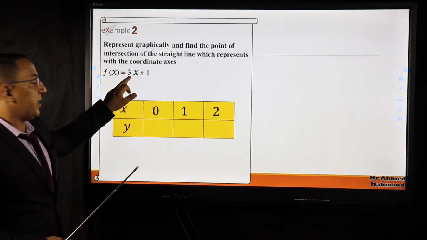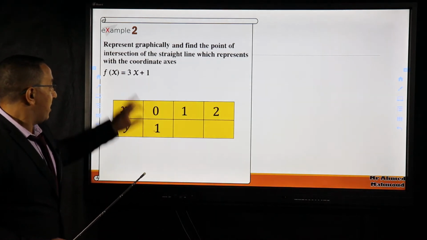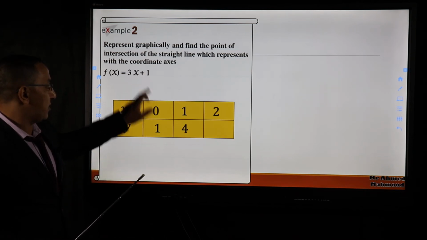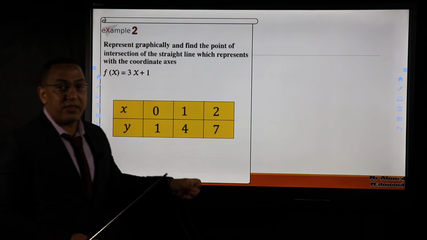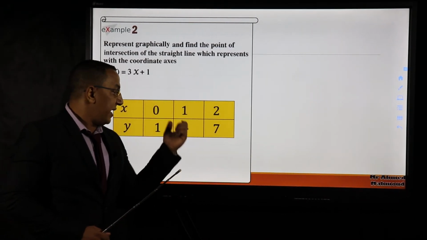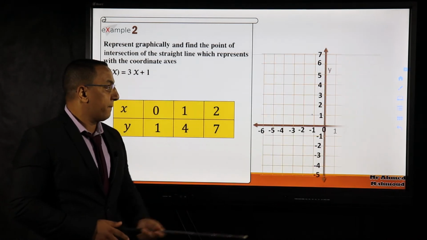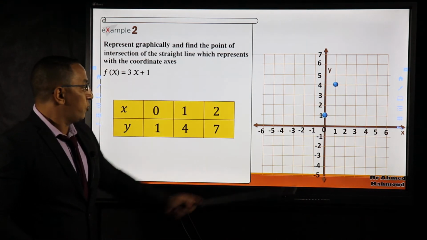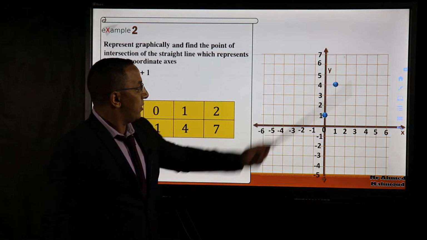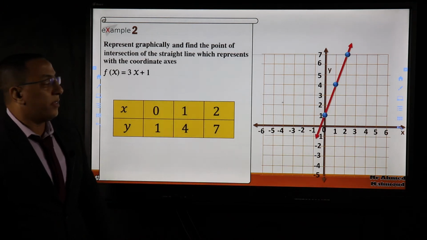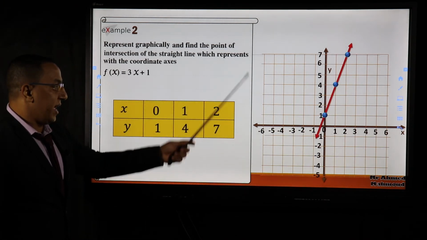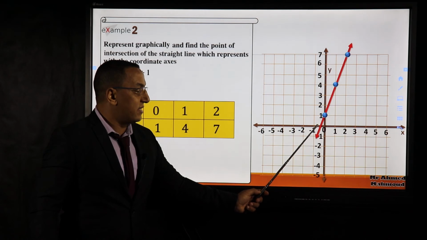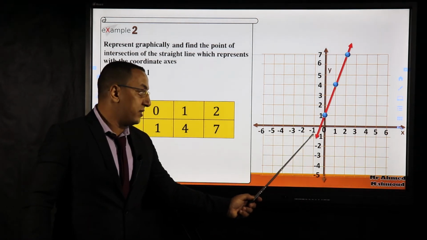Here 3 times 0 plus 1 equals 1. 3 times 1 plus 1 equals 4. 3 times 2 plus 1 equals 7. So I'm going to represent these elements in the graph like this: 0 and 1, 1 and 4, 2 and 7, and connect them by a straight line like this. So we have here this line intersect y-axis at 0 and 1, intersect x-axis at negative a third and 0.